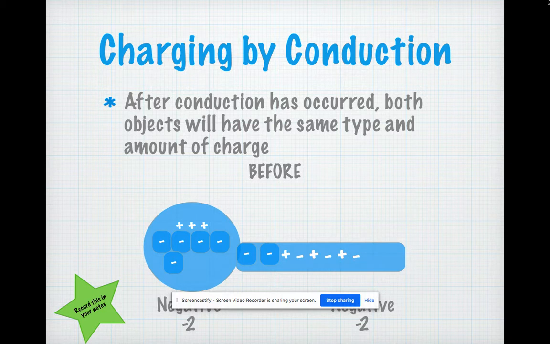So in charging by conduction, you have a neutral object and a charged object that touch, and they are going to result in the same charge. In charging by friction, two neutral objects rub together, and they result in different charges. Here we have a neutral object and a charged object, and they are going to result in the same charge that the charged object had. So in this case, since our charged object was negative, they both result in a negative charge.